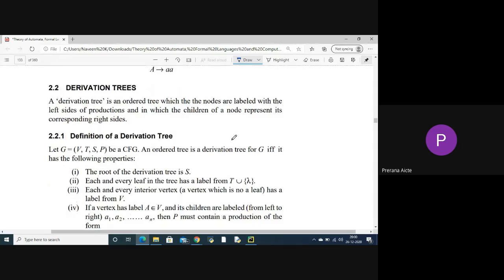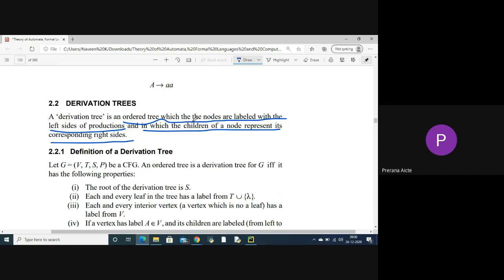Okay, coming to derivation. Actually, derivation in mathematical terms is problem solving step by step to achieve the answer. Here it is also a derivation. It is an ordered tree in which the nodes are labeled with the left sides of productions, and in which the children of the node represent the corresponding right sides. Okay.